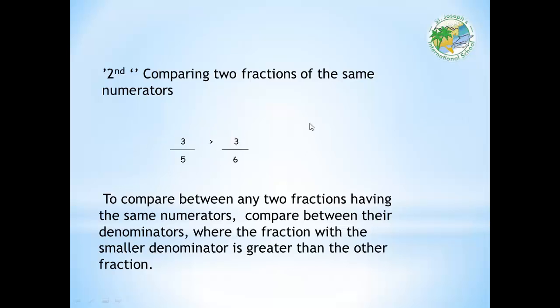So we look at the two fractions that have the same numerator. Which is the greatest one? The fraction that has the smaller denominator is the greater fraction. Okay. So 3 over 5 is greater than 3 over 6. Fine.